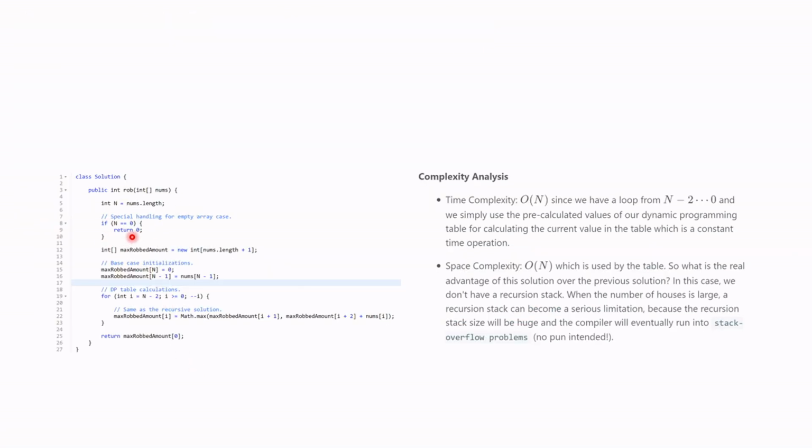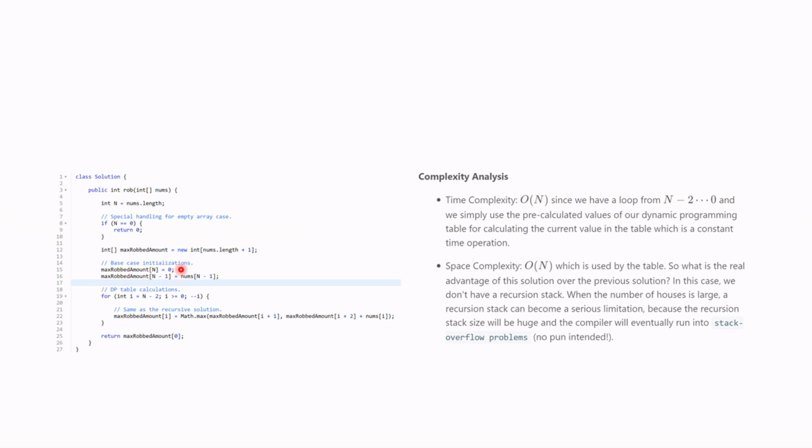As you can see here, we have n equal to nums dot length. If n equals 0, we return 0 because we are handling the empty array case. Then we create a rob amount array of length n plus 1, and set rob amount of n to 0 and rob amount of n minus 1 to nums of n minus 1. Then we calculate the recurrence with i plus 1 and i plus 2, whichever maximum comes, that goes into max rob amount of i, and we return the final value as we do for the recursion.